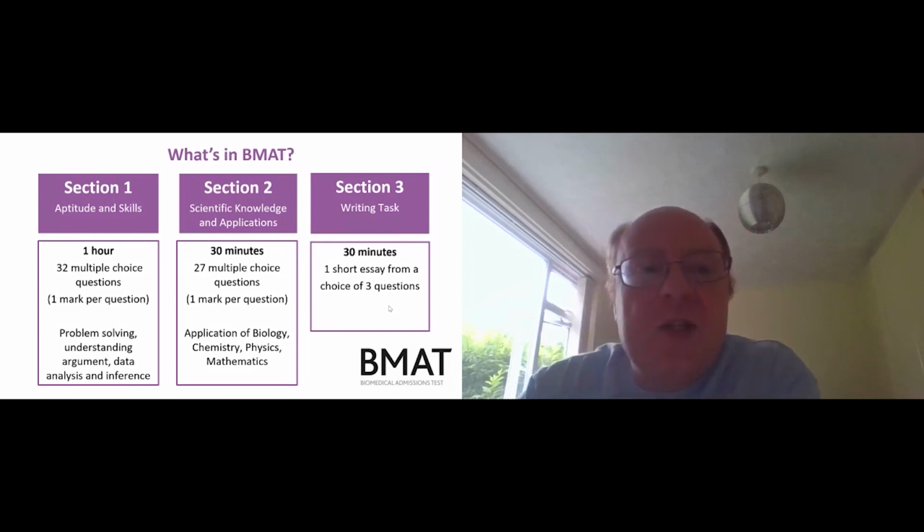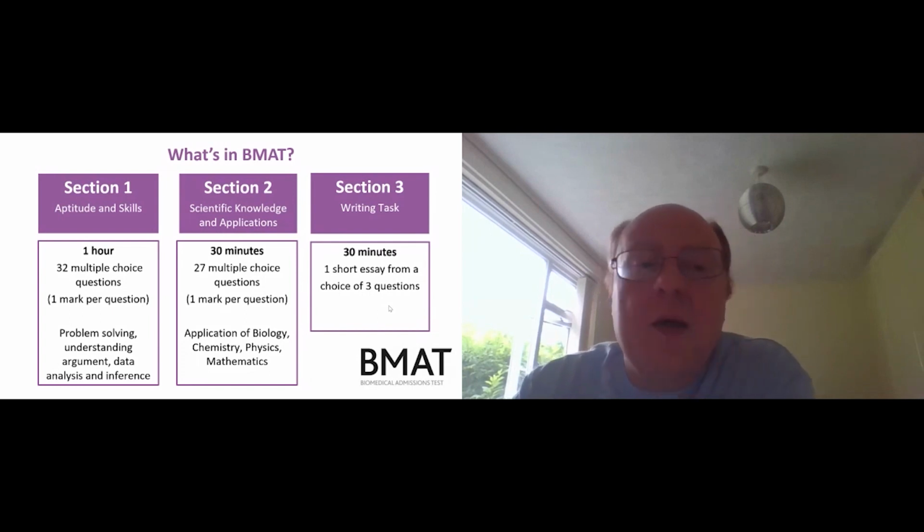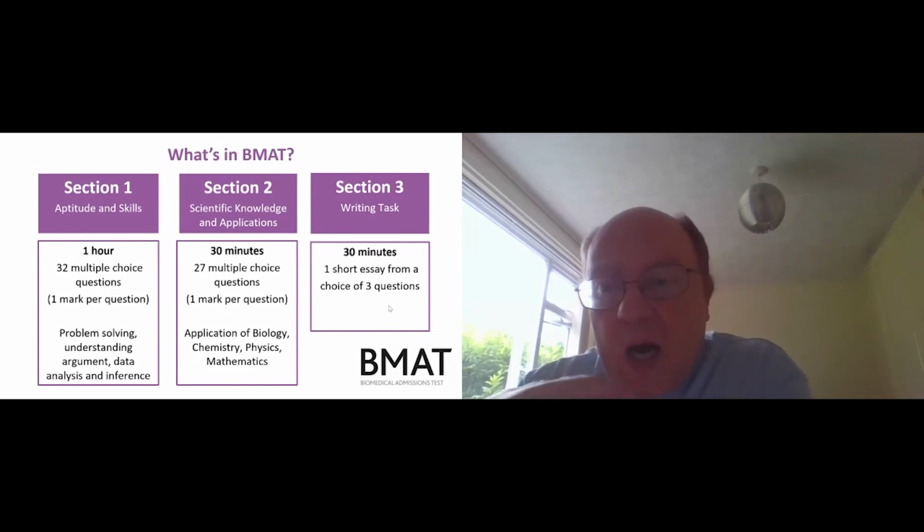So with the sections, section 1 is aptitude and skills. This is 32 multiple choice questions. Each question carries 1 mark, so there's no graded scoring. You either get the correct answer or you don't. There's no negative marking, so even if you guess and get the wrong answer, you're not going to lose marks. You only gain marks for correct answers.